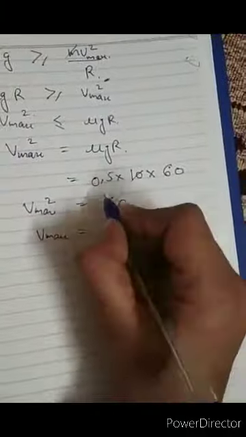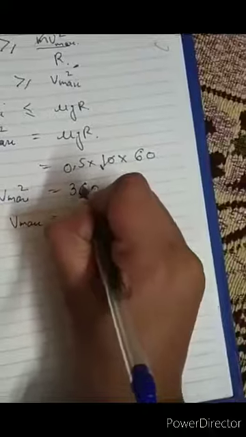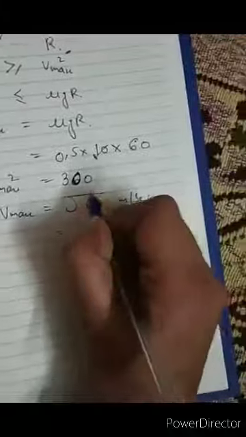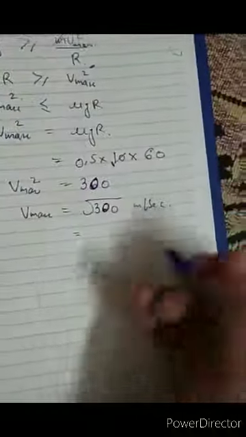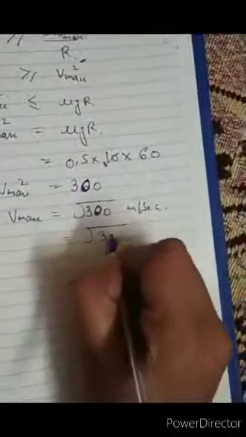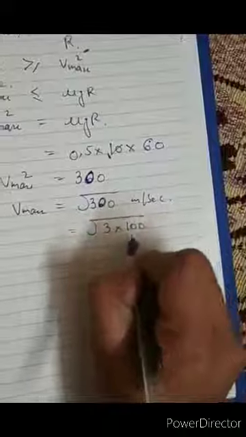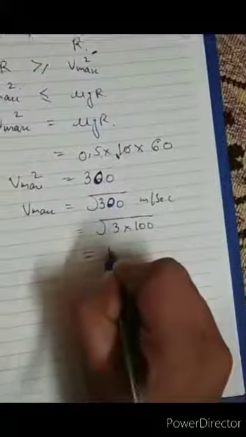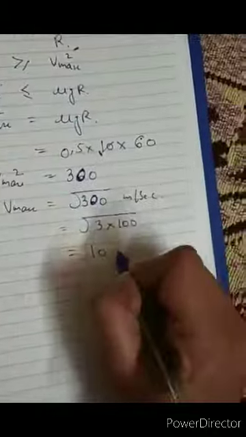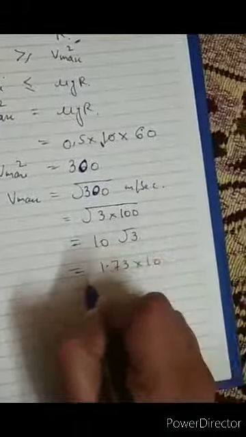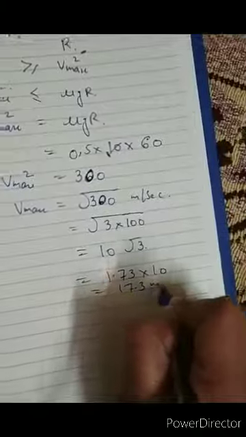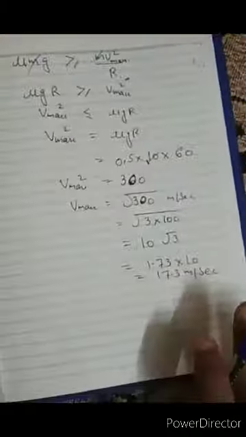So point, oh sorry, here I have made a mistake. This must be 300, because point to point cancel, and 5 6 are 30, so it's 300. So better 3 into 100. So 100 square root is 10. So we can take out 10 and we are left with root 3. So it must be 1.73 into 10, which is equal to 17.3 meter per second. Okay, till now everything is fine.